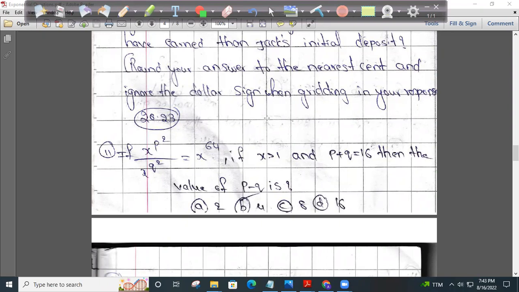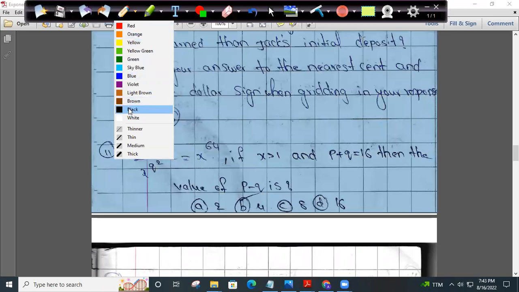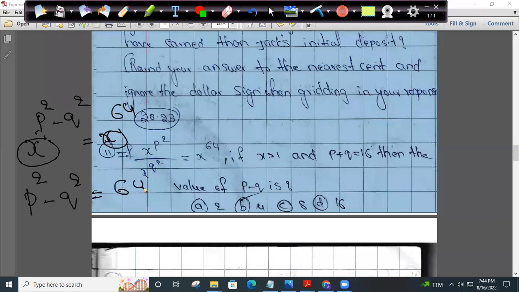So very good. People have been typing answers. So x power p square minus q square is x power 64. When the bases are the same, the powers should be equal. So p square minus q square should be equal to 64.